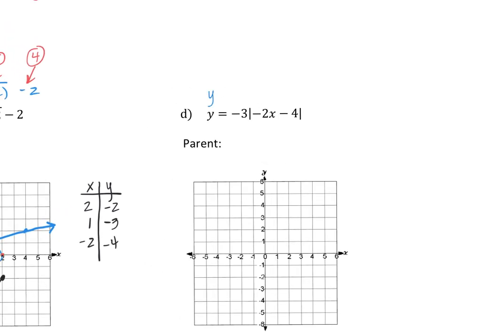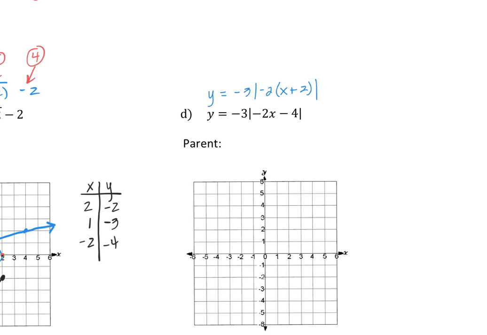If I write this as y equal to -3, absolute value of, remember, I'm taking the -2, factoring it out, because I just need x by itself so I can identify the correct transformation. It becomes a +2.